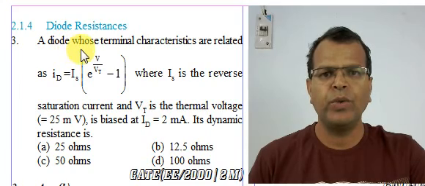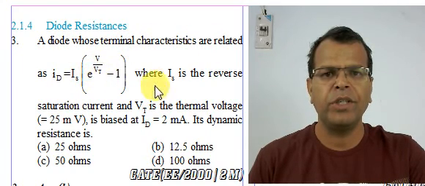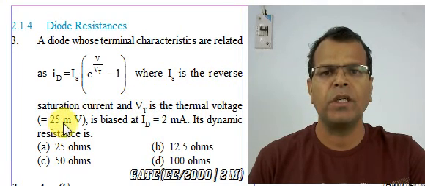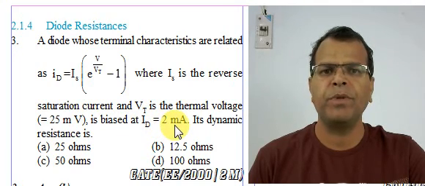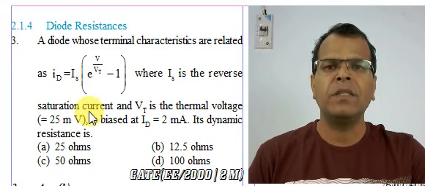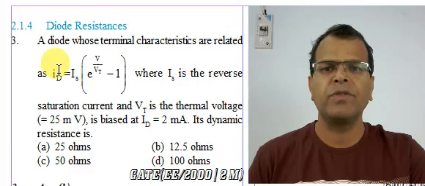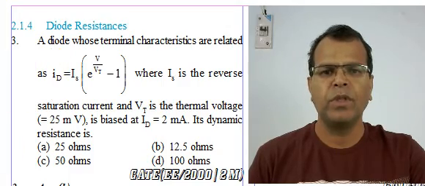A diode whose terminal characteristics are related by this relation, where Is is the reverse saturation current and Vt is the thermal voltage, that is 25 millivolt, is biased at Id equal to 2 milliampere. Your forward bias current is given. You have to find the dynamic resistance of the diode.